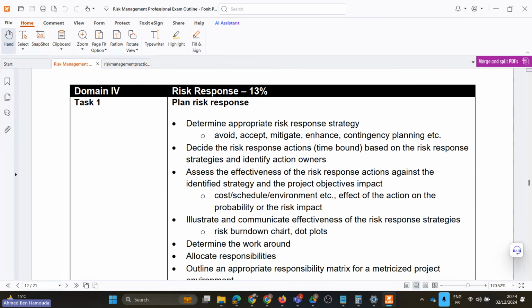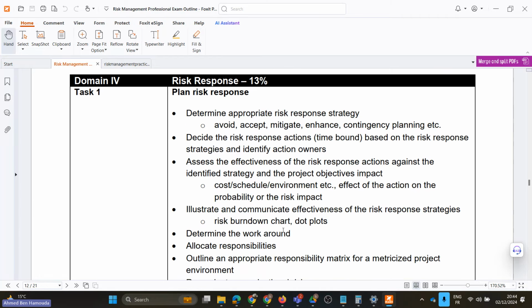Okay. Now we come to a very important domain, which is planning for the risk responses. Right. Now, which appropriate response strategy would you implement for your risk, whether it's a threat or it's an opportunity? Now, for threats, are you going to avoid the threat, accept it, mitigate, transfer, escalate? And for the opportunity, are you going to exploit, enhance, share, accept, escalate, etc.? Okay.